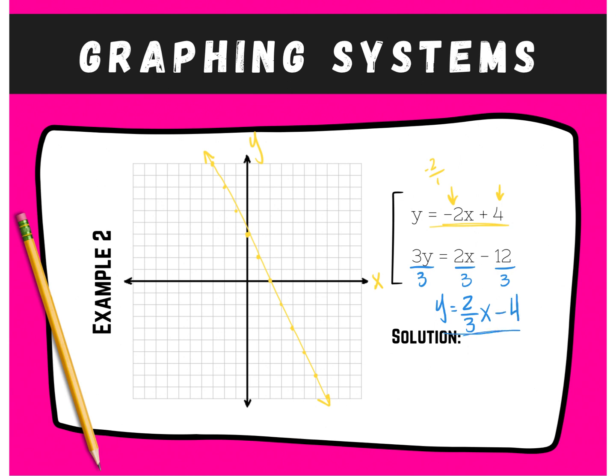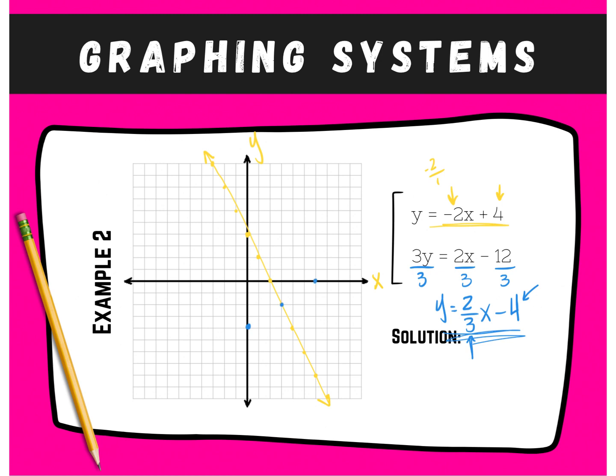This gives me an equation I recognize. It's in slope-intercept form. So I'll start at my y-intercept, which is -4. And then I'll graph my slope, which is 2/3. That means I'm going to go up 2 and over 3, up 2 and over 3.